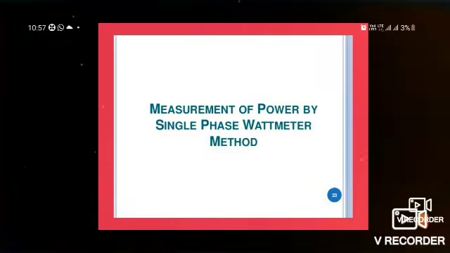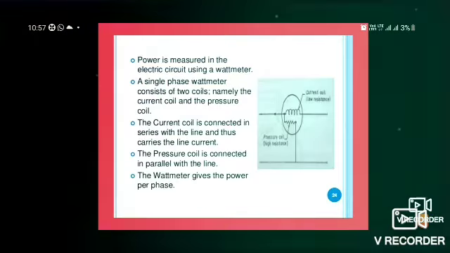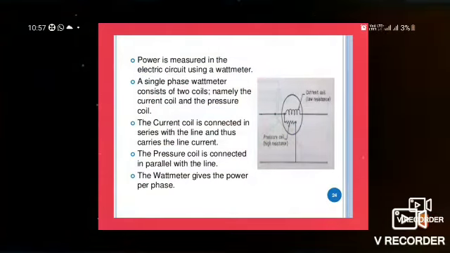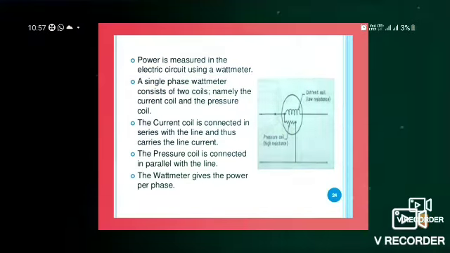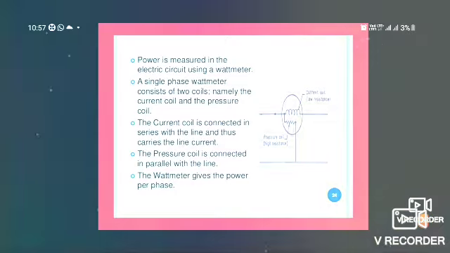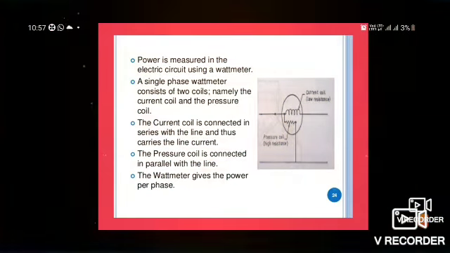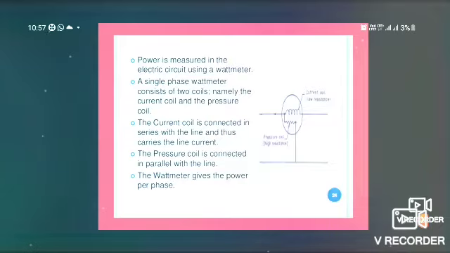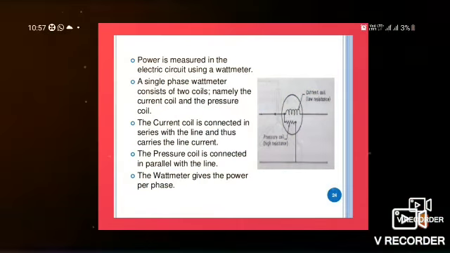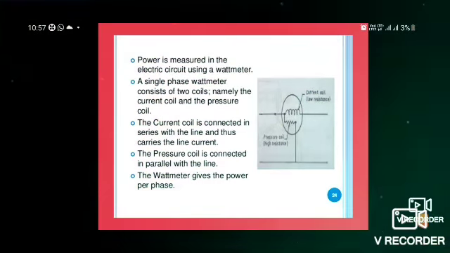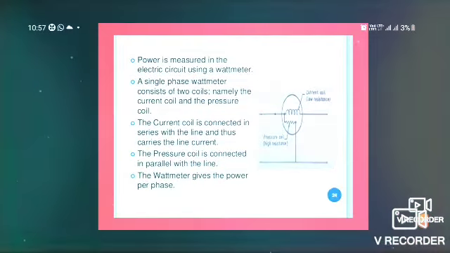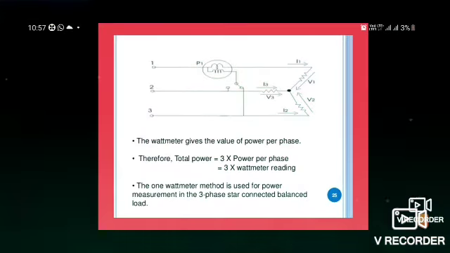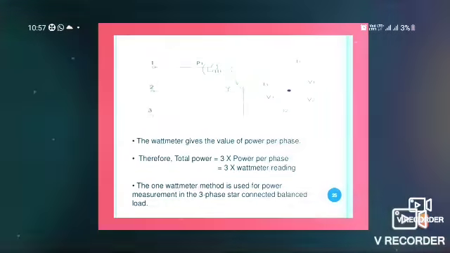Then, measurement of power by the single wattmeter method. Power is measured in the electric circuit using a wattmeter. A single phase wattmeter consists of two coils, namely the current coil and the pressure coil. The current coil is connected in series with the line and thus carries the line current. The pressure coil is connected in parallel with the line, and the wattmeter gives the power per phase.